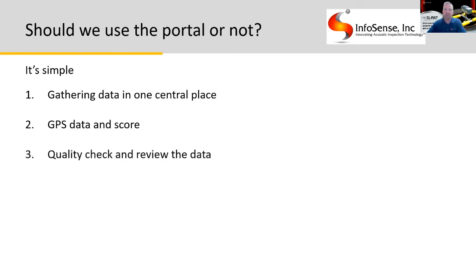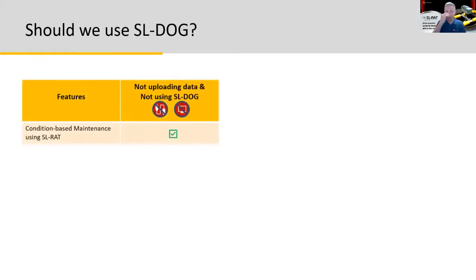A third reason is for quality check and review. How do you know if the data is good? The pipe length, location, all of this can be verified quickly and easily in the web portal. And another reason is to be doing by-the-book maintenance. A little later, I will cover the ASTM standard that outlines how to properly use acoustic inspection to prioritize sewer pipe cleaning. For this slide, we will look at a few different levels of using the SLDog web portal.